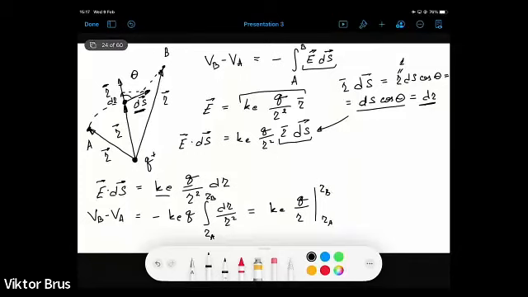Now, if we substitute, we get the final expression that will be Ke times Q times 1 over RB minus 1 over RA. So here it is necessary to underline that we determine the difference of potential between point A, B and A.